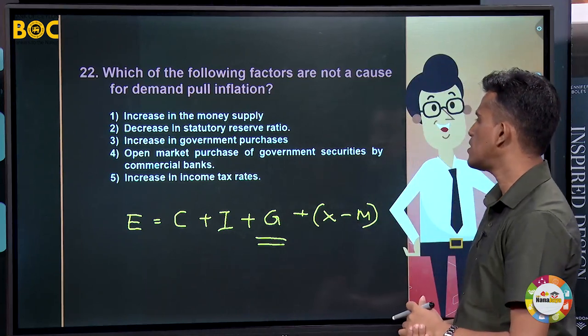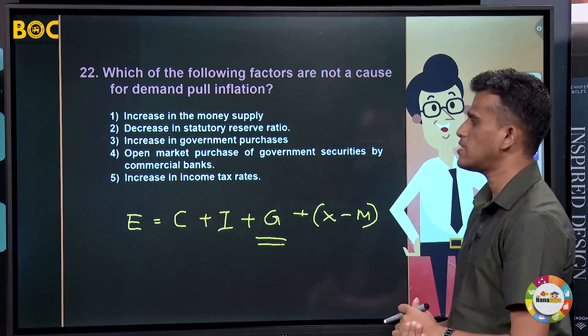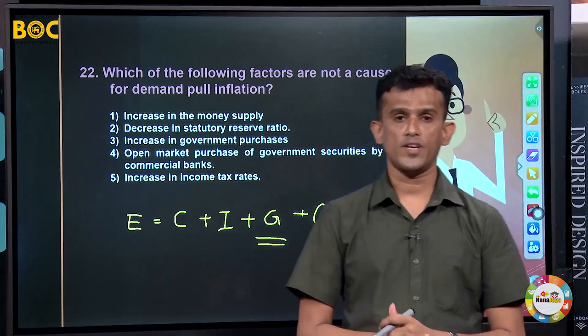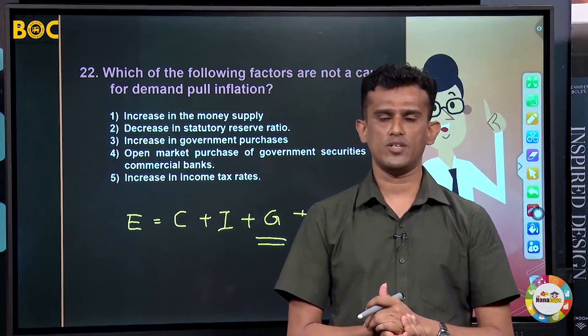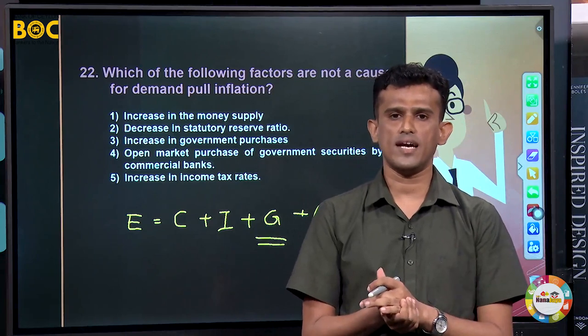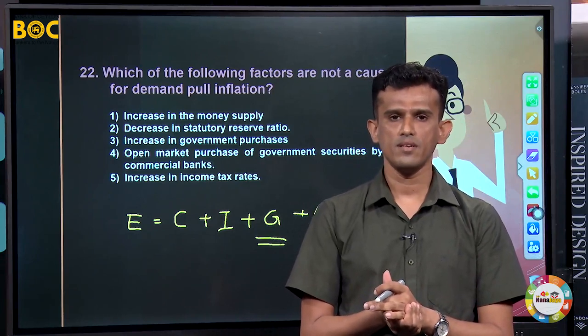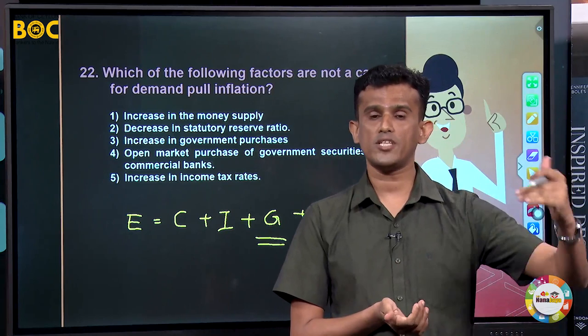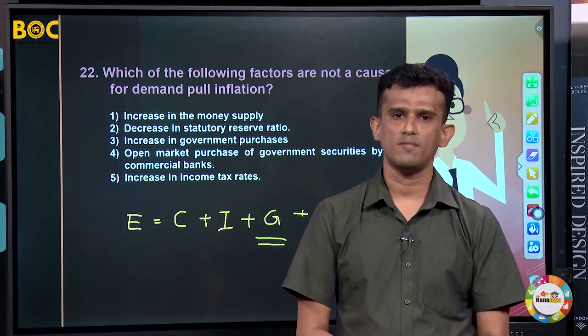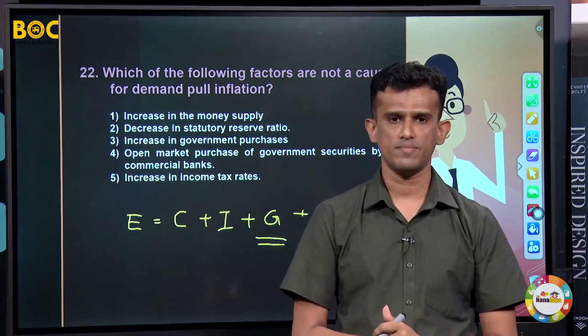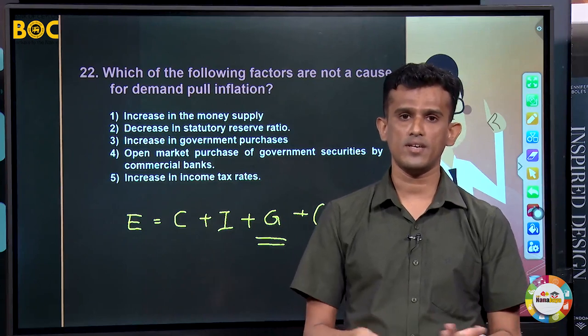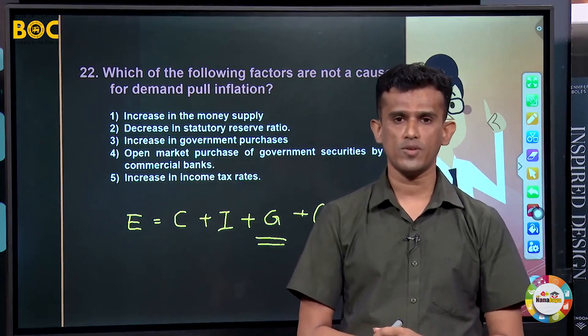Open market purchase of government securities by the central bank. If central bank purchases government securities, the commercial banks are getting cash, right? Cash reserves of commercial banks will go up. Means what? Money supply increases. Means aggregate demand increases. Supports for demand pull inflation.